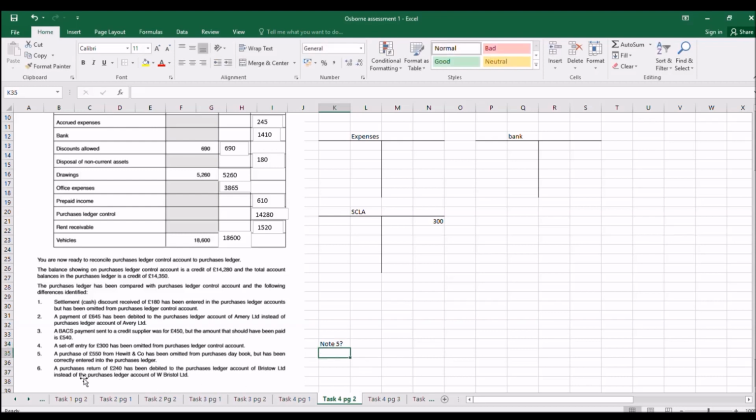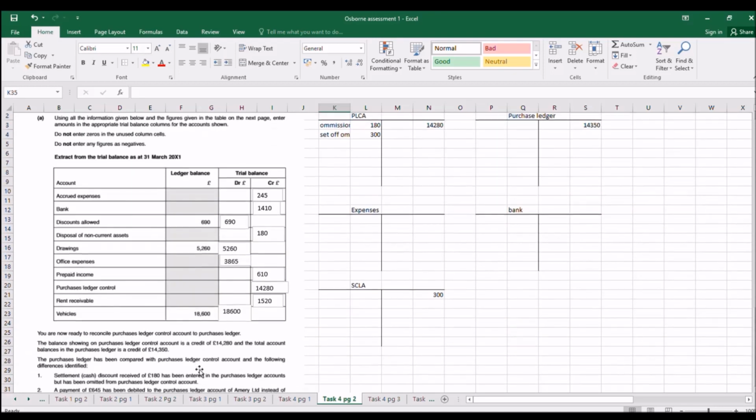See what's happening there. A purchase return of 240 has been debited to the purchase ledger account of Bristow Limited instead of the purchase ledger account of another supplier. That's just another error of commission, and it's within the purchase ledger, so it's making no difference at all there. Right. Okay. So that's that.